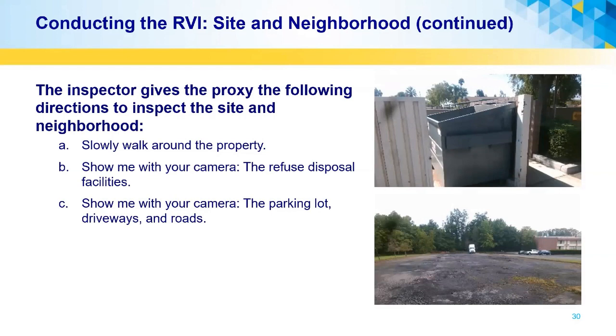Now, the inspector gives the proxy the following directions to inspect the site and neighborhood. So slowly walk around the property. Show me with your camera the refuse disposal facility. Show me with your camera the parking lots, driveways, and roads. And you can see on the right slide, top slide there, we're looking at a dumpster that's in an enclosed area, and the dumpster does not have a lid. So in that particular case, you would probably write that up as a pass with comment. If the dumpster was overflowing, meaning that the area was too small to take care of all the garbage and debris, then that would be written up as a fail item.